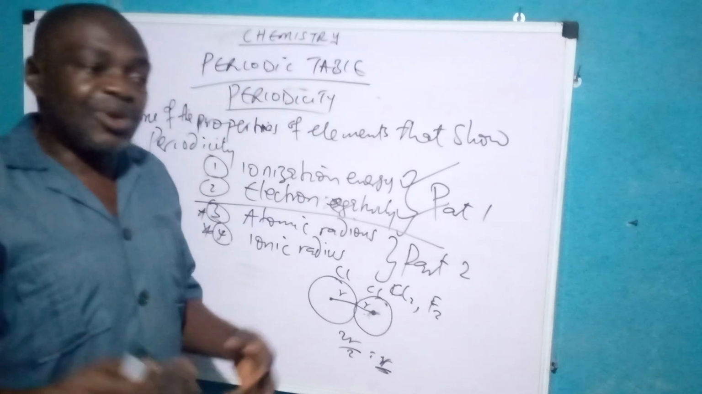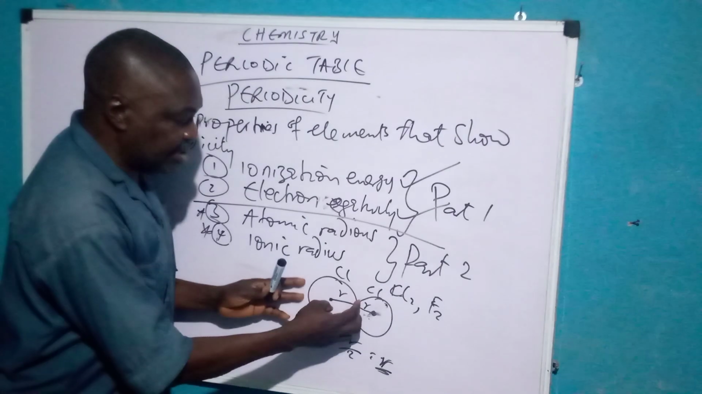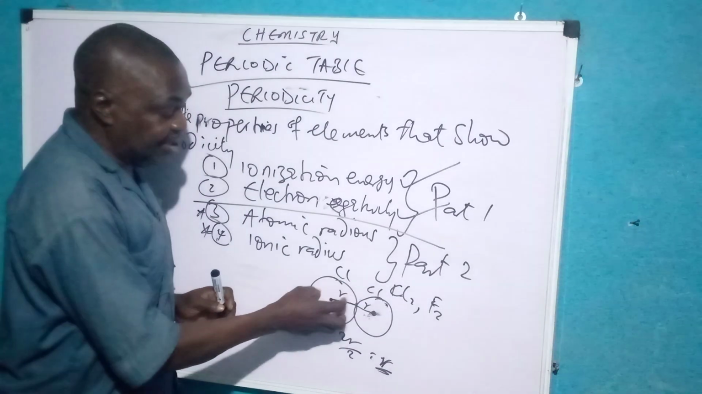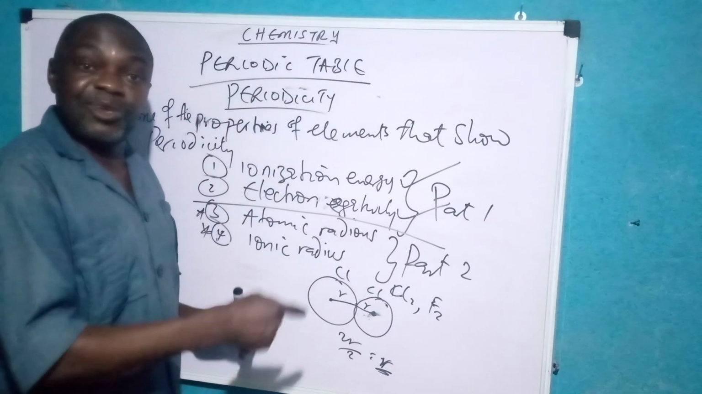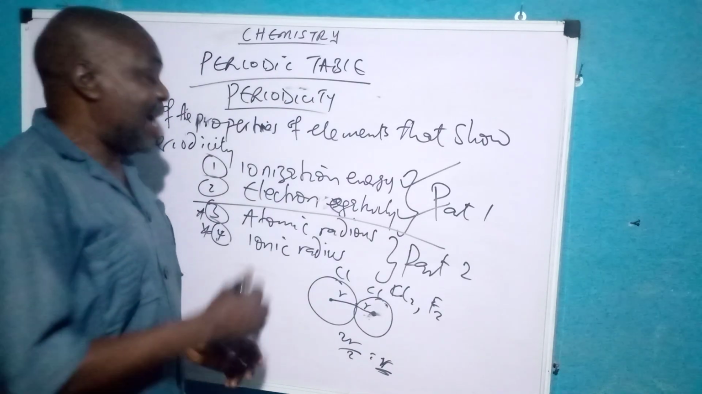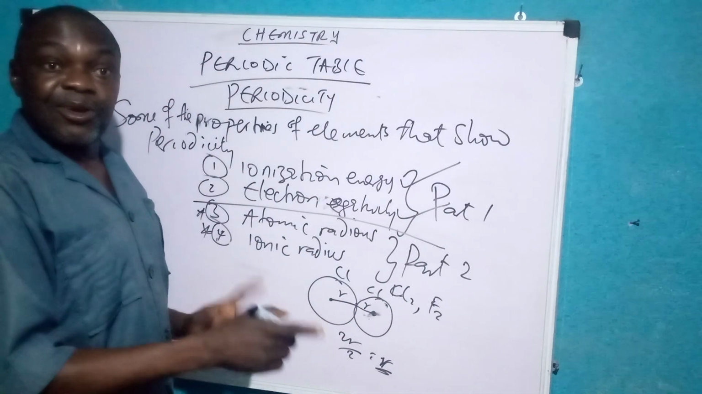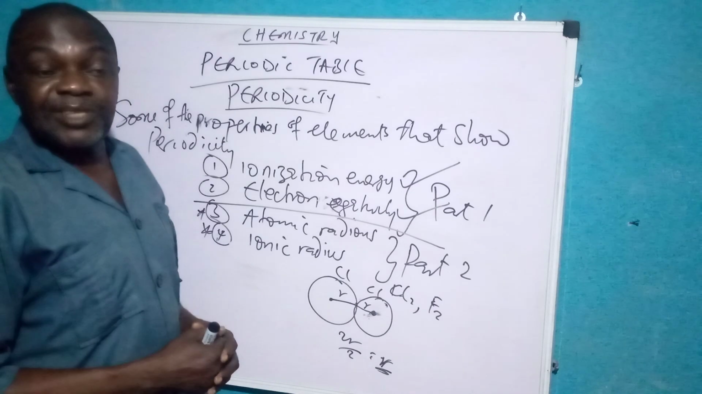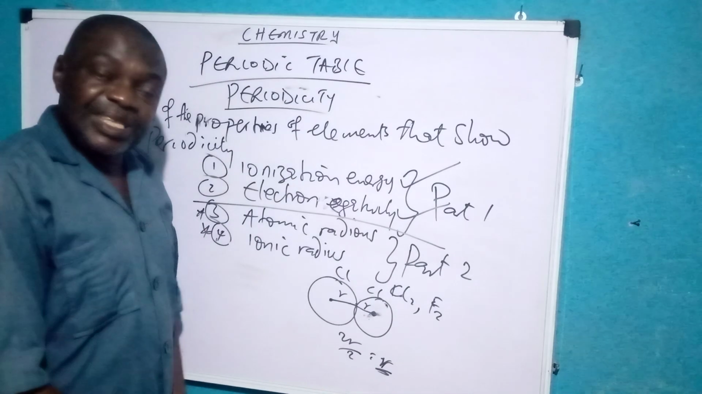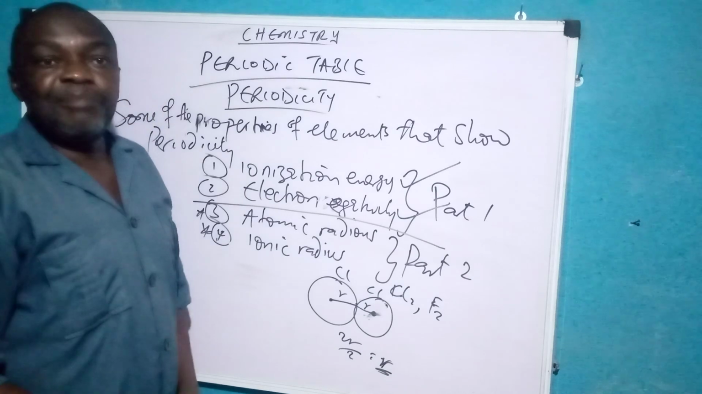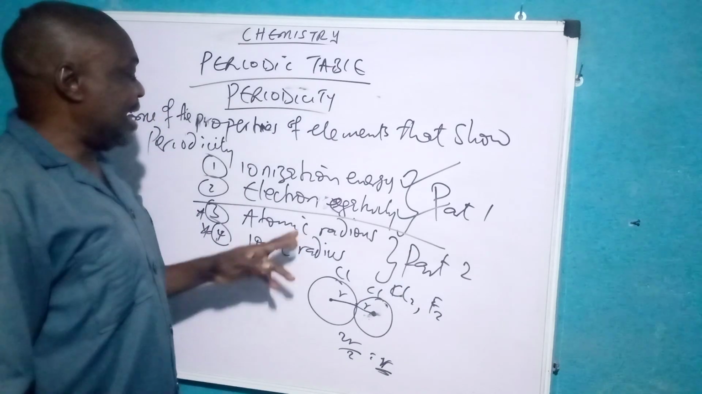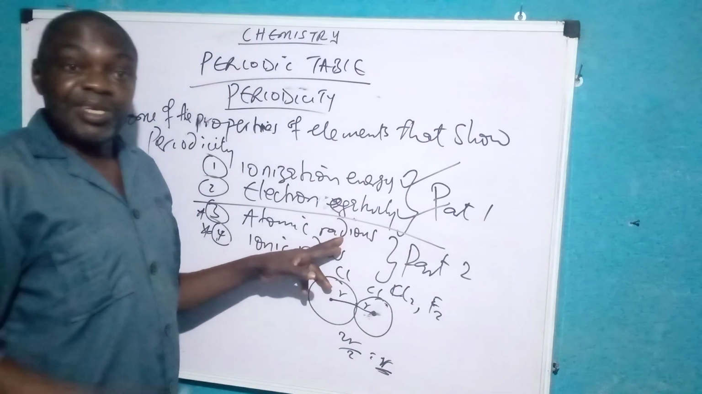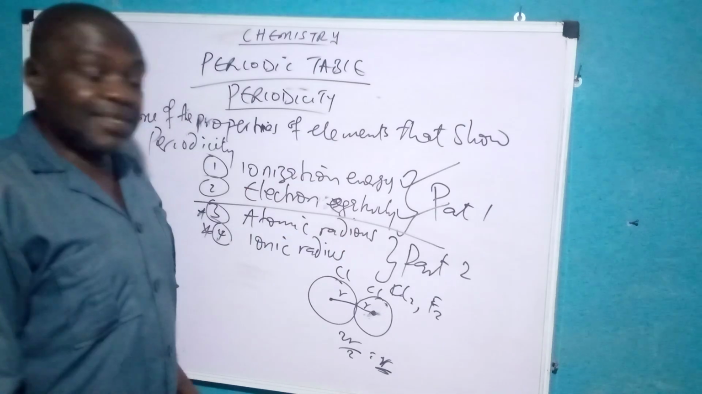Since the effective nuclear charge is pulling it, making it smaller, therefore the radius also will decrease. Therefore, as you move from left to right across the period in the periodic table, the radius of the atom decreases in size. But as you are moving down the group, another shell is being added, making the radius increase in size. That's how it affects elements in the periodic table. Decrease from left to right, increase down the group.